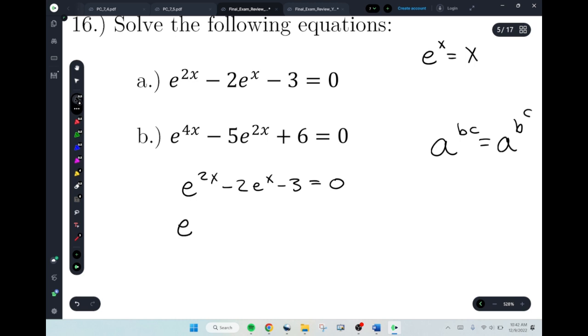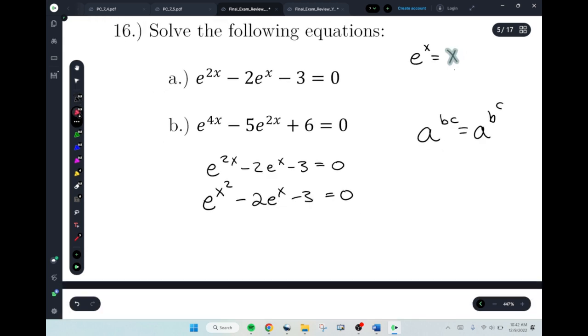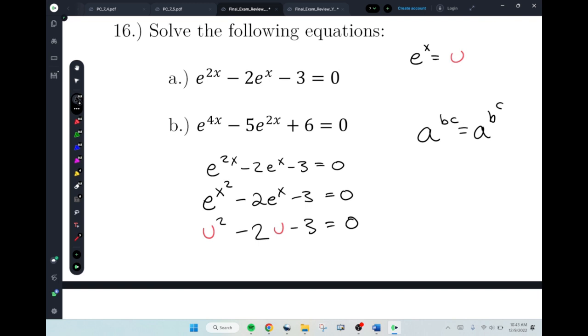So e to the x squared minus 2e to the x minus 3 equals 0. And what did we just say e to the x we could call? Actually, let's not call it x. That's a terrible idea. We should call it u. I don't know why I said x. x is already in there. So now we've got u squared minus 2u minus 3. Y'all are making this way too hard with all this ln stuff. Wait, why did you change it to e to the x squared? So that I could take this e to the x and make it a u.